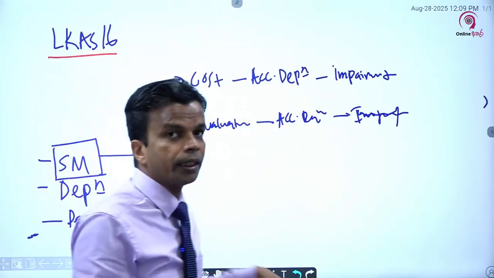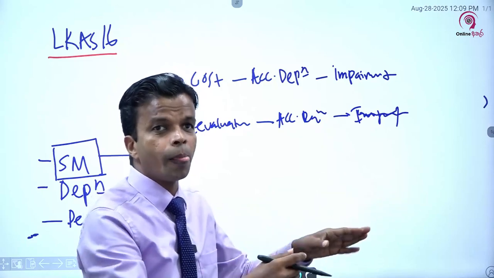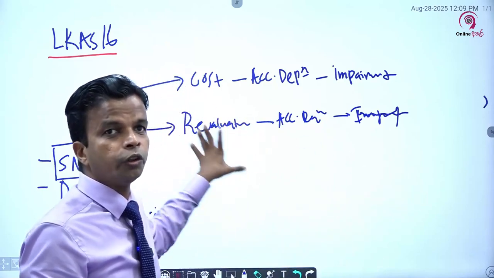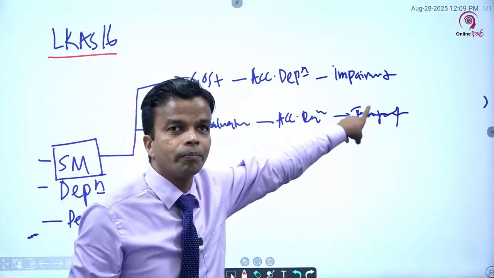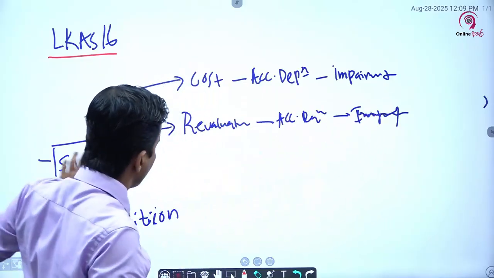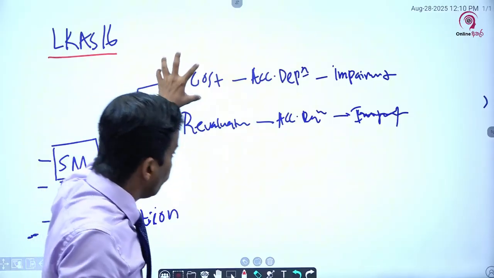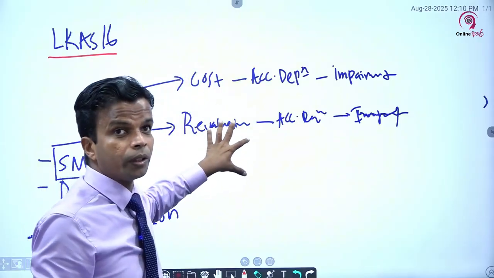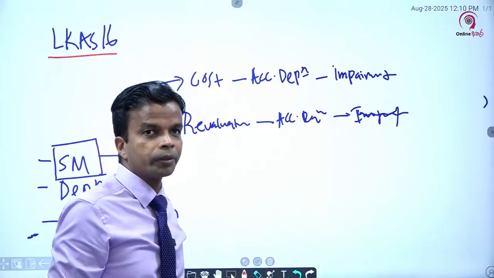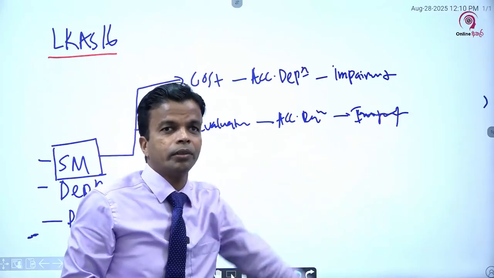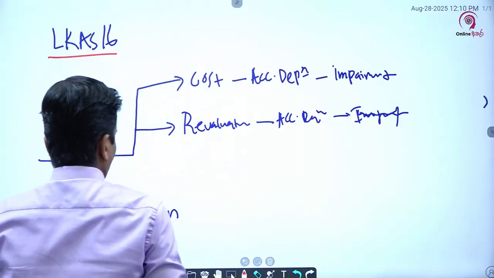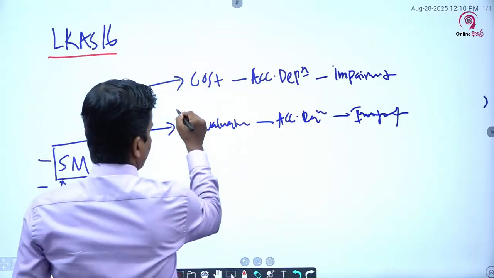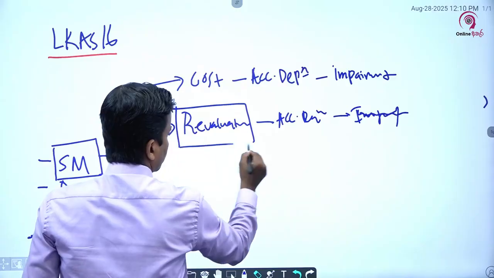The cost model basically continues the way you were doing. So when you follow the cost model, your carrying value should be cost minus accumulated depreciation minus impairment, if any. And if you follow revaluation, on the revalued amount you do the accumulated depreciation and the impairment, and that is your carrying value. Now, what is important is to understand this part, right?